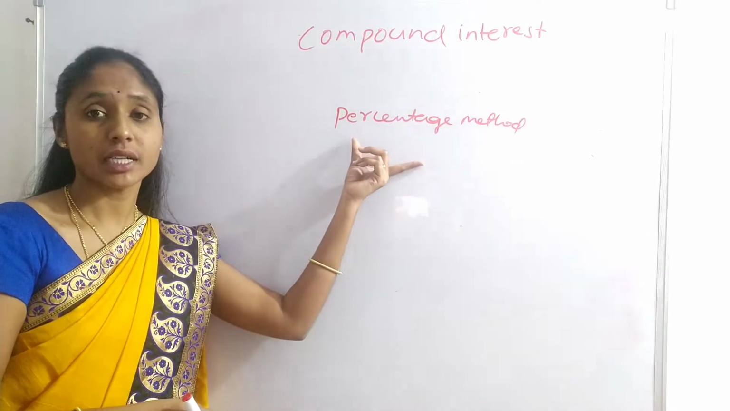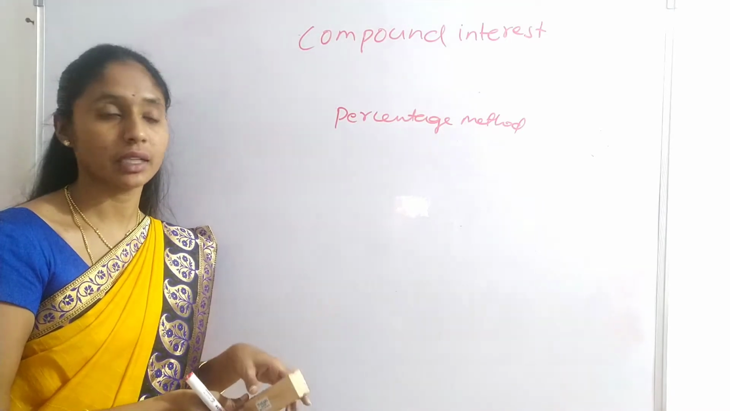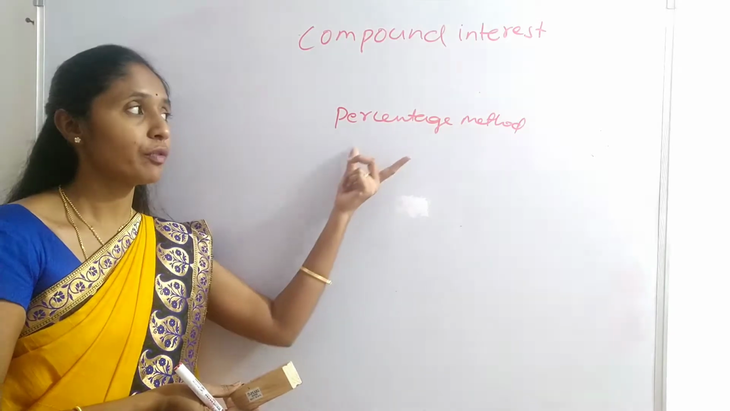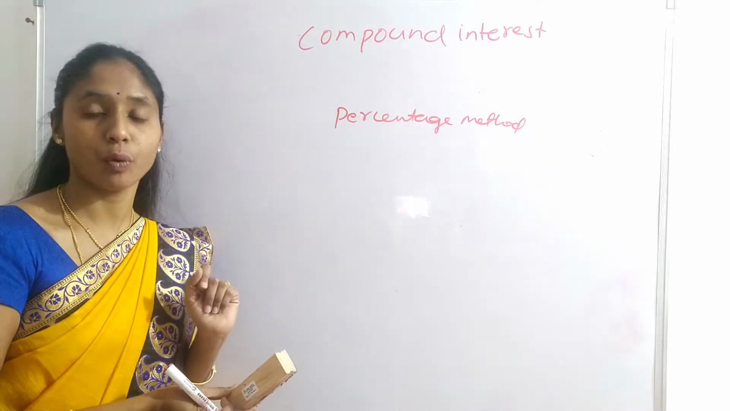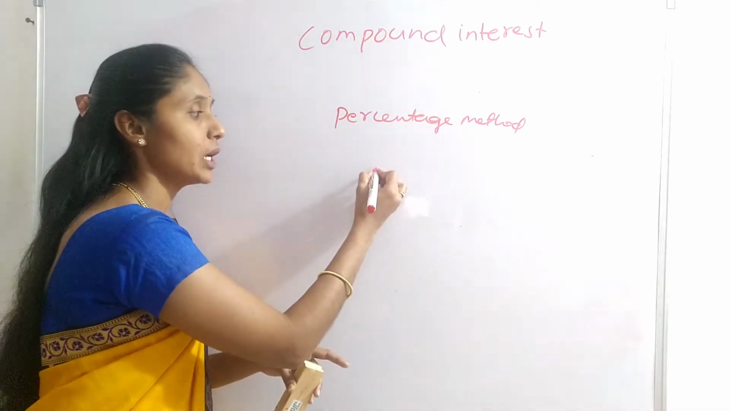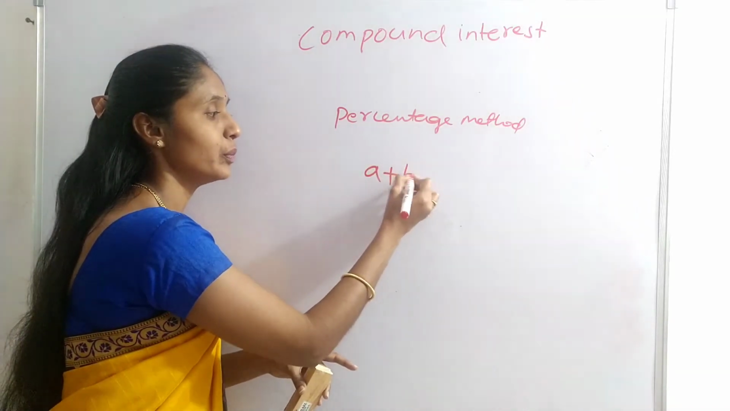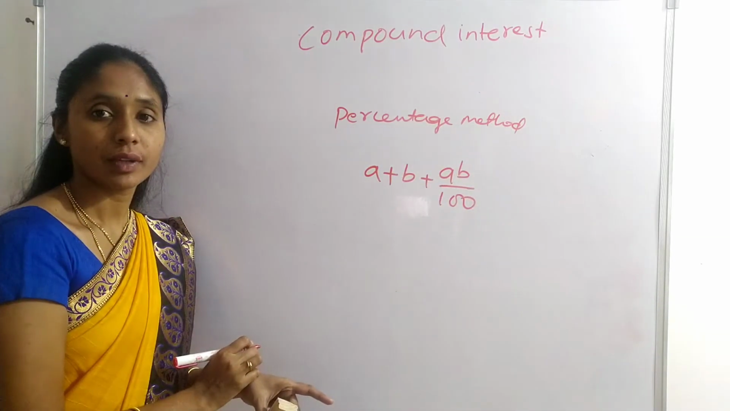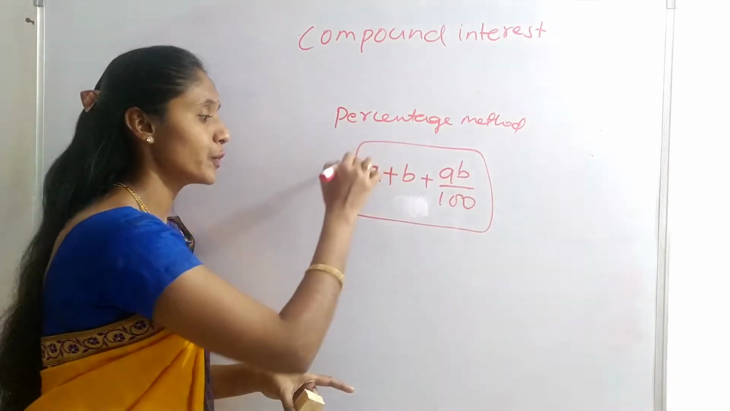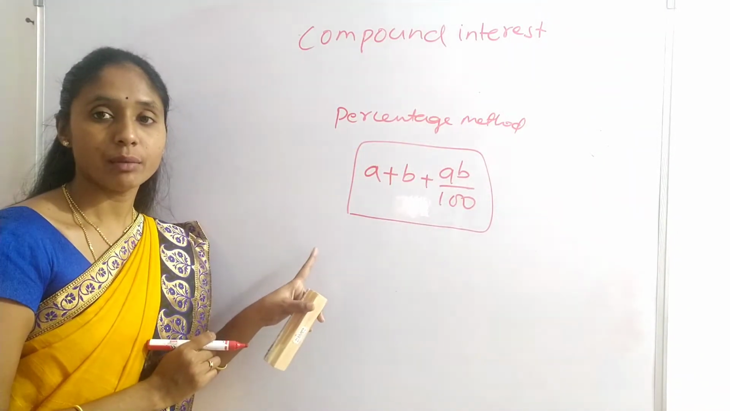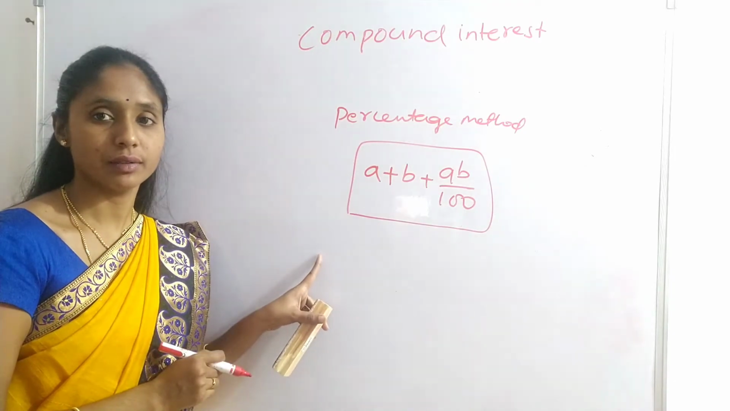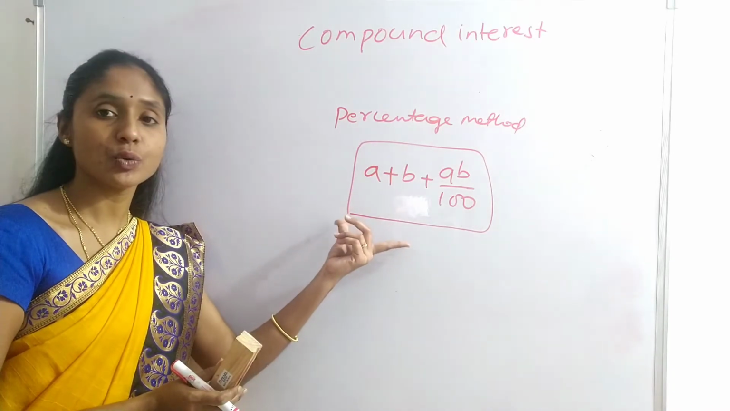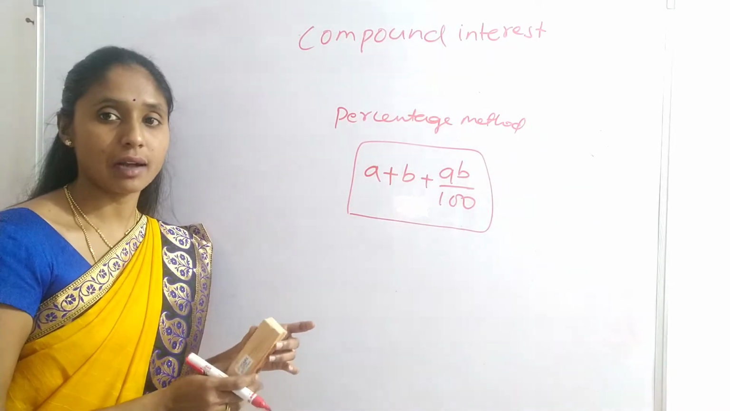Before going to learn the percentage method, we need to learn one important thing. In quantitative aptitude, a lot of chapters are there, and many of them are based on the percentage method only. The formula is A plus B plus (A into B) divided by 100. This is the most useful formula in the quantitative aptitude section, in other topics also. Please remember this formula. In an upcoming session, I will tell the use of this formula in other topics also.